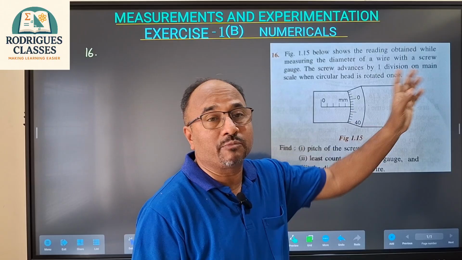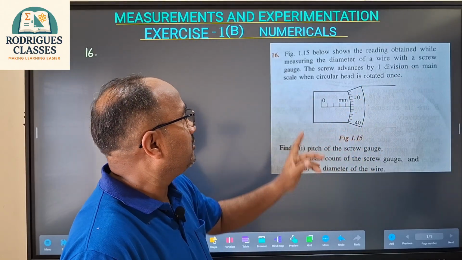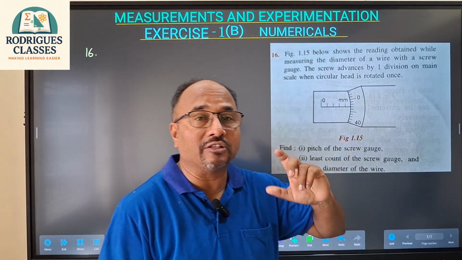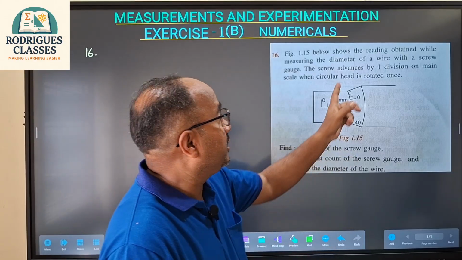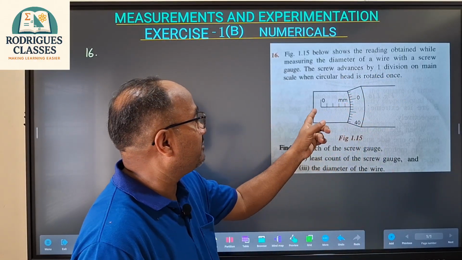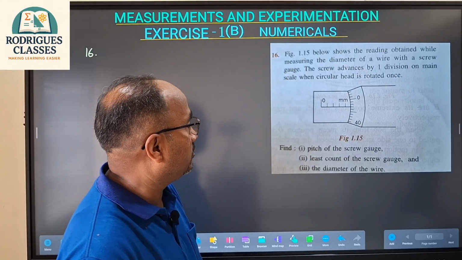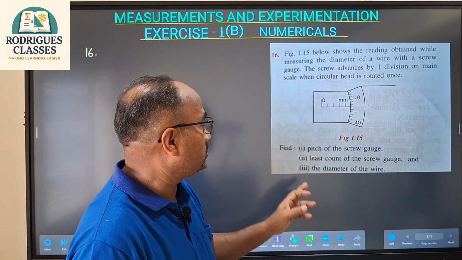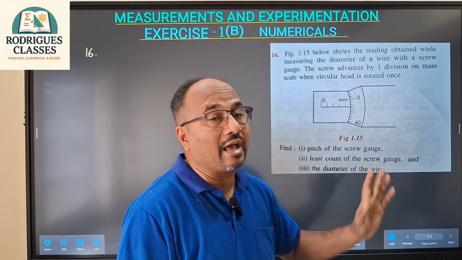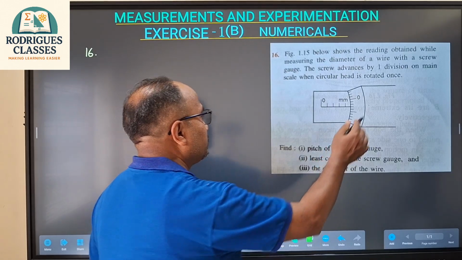The screw advances by one division on the main scale when the circular head is rotated once. So circular head is rotated once, it moves by one division. One division value you can see here is 1 millimeter. So the pitch will become 1 millimeter. Find the pitch of the screw gauge, the least count of the screw gauge, and the diameter of the wire. Let us study this figure first.